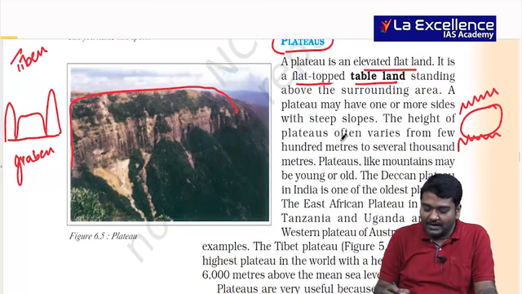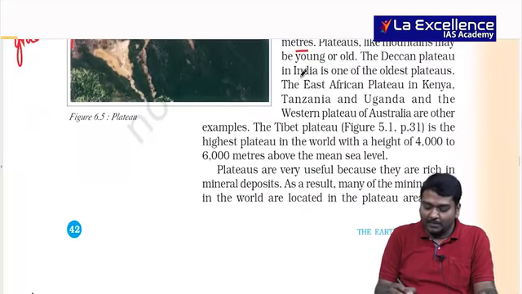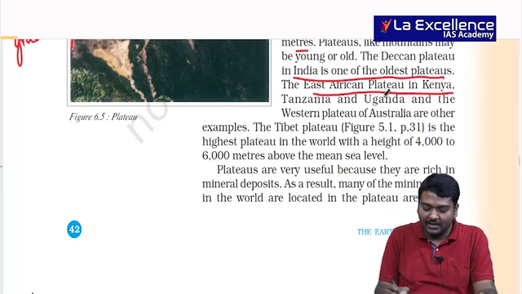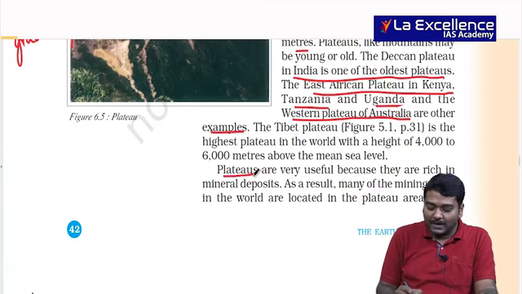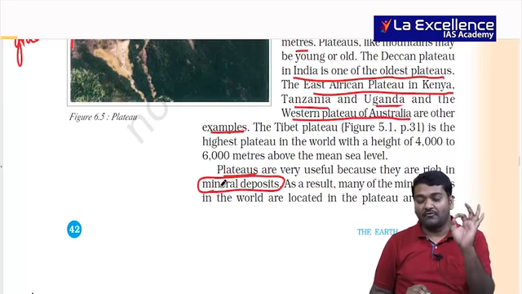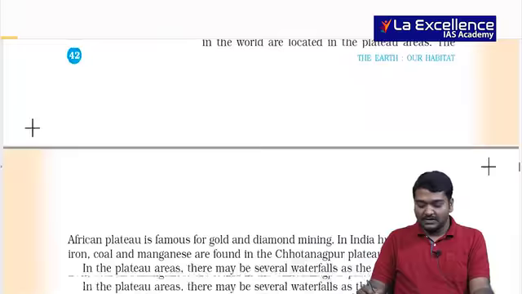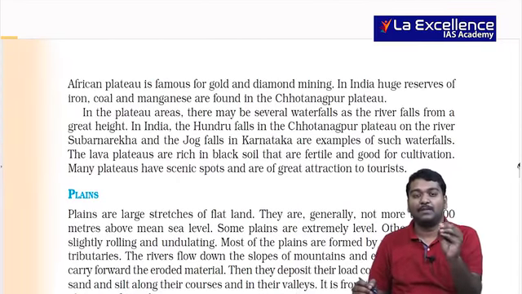The height of the plateaus often varies from a few hundred meters to several thousands of meters. The Deccan Plateau in India is one of the oldest plateaus. East African Plateau in Kenya, Tanzania, Uganda and Western Plateau of Australia are some examples. And it is believed that plateaus have good mineral deposits. Remember, where do you find good mineral deposits? Plateaus, mountains, and then you usually see it is present in plains a bit.